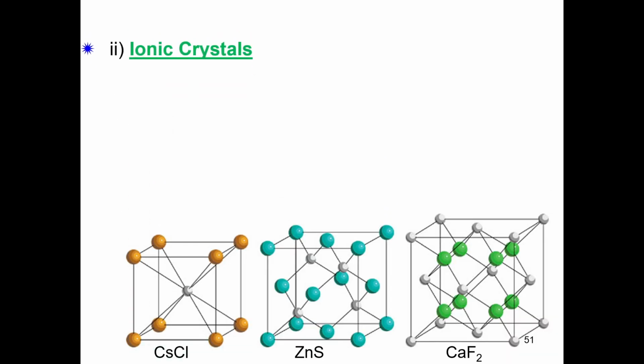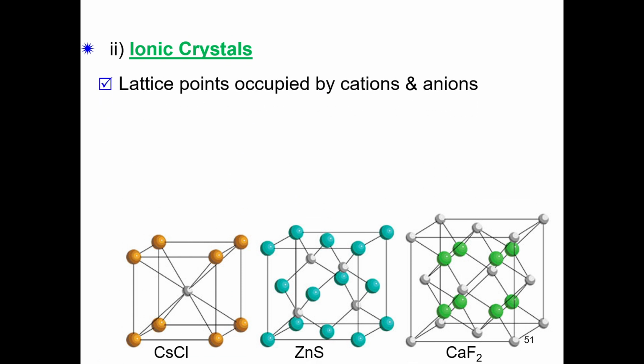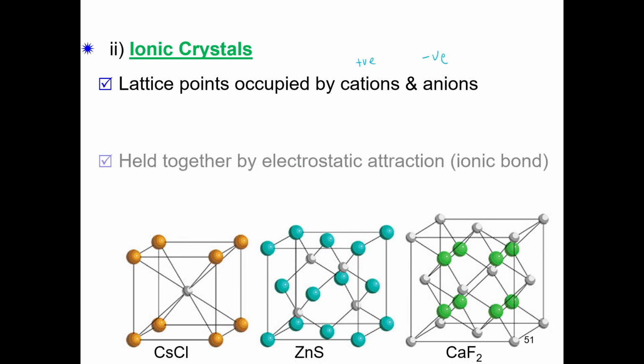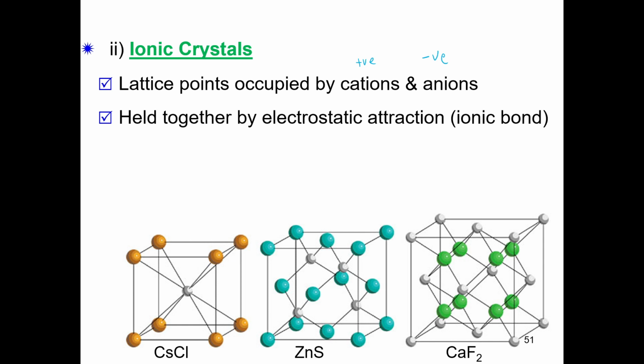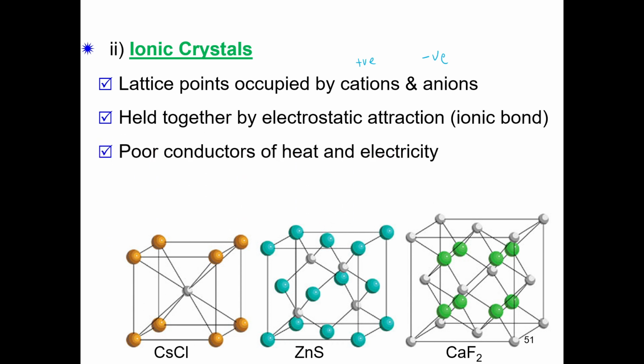The second type of solid we call ionic solid or ionic crystal, because we have the word ionic, meaning it comes from ionic bond, the type of bonding. We know ionic bond is bonding between cation, positive, and anion, negative. It involves transfer of electrons. Electrostatic attraction means there is a difference in charge, one positive, one negative. That's why we have the word electrostatic.